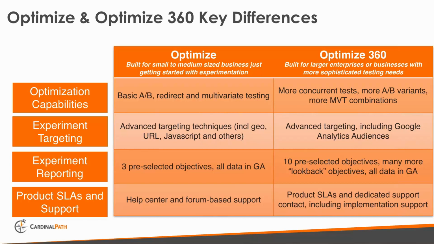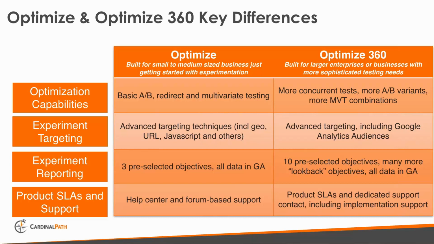But with Optimize 360, there's a lot more power. We've made this for larger businesses or businesses that have more sophisticated testing needs, because again, we see that customers of all sizes have a really wide variety of testing experiences. So we let you run more concurrent tests at the same time. You can use more A/B variants, more multivariate combinations. And one of the most powerful things is Google Analytics audience targeting, which lets you take those segments you've created in Google Analytics, turn those into audiences, and send them right over to Google Optimize for targeting on the very first hit when they come to that page.